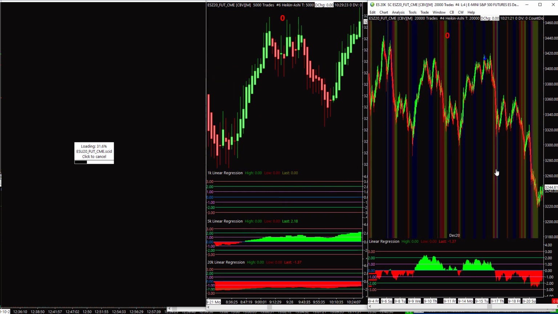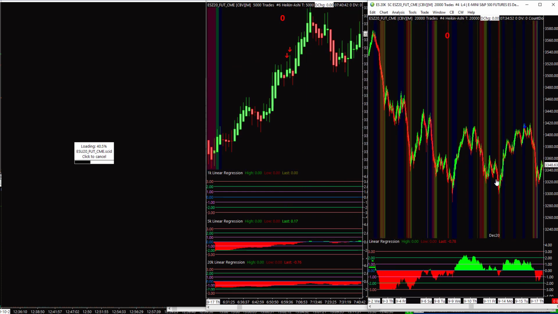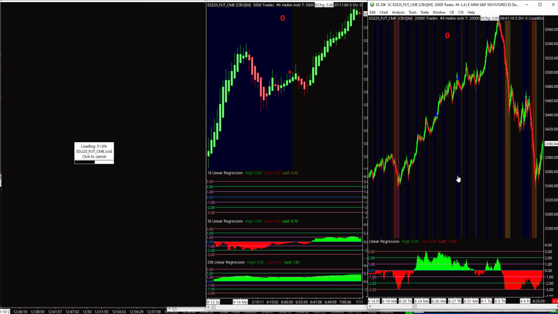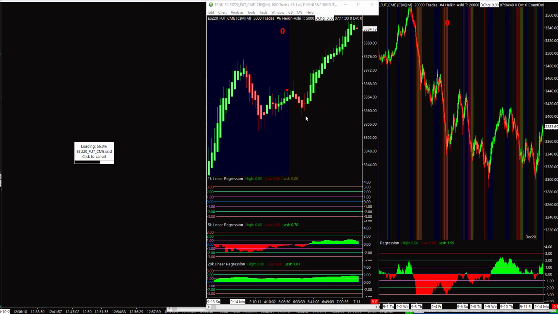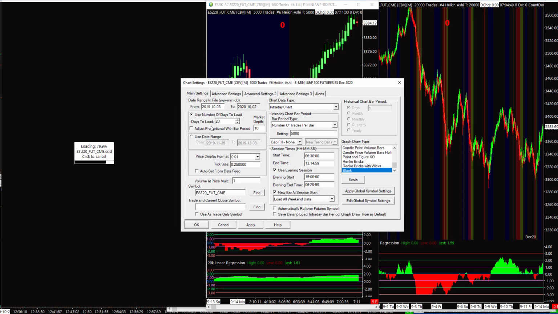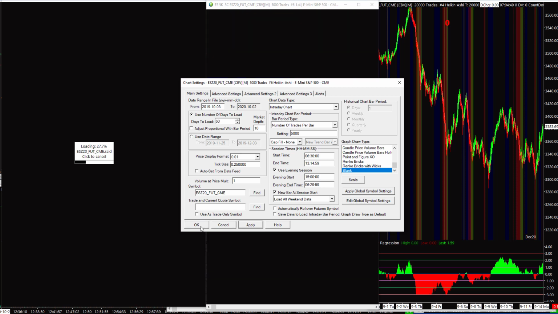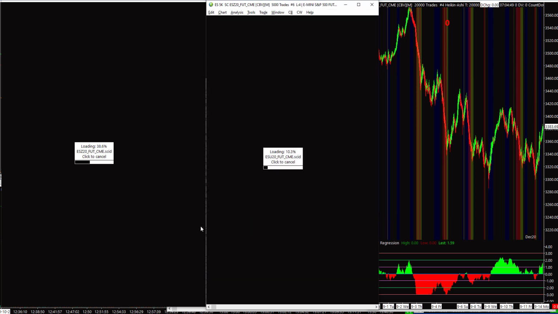But if we scroll back, let's see if we can find a good setup here. So we obviously sold a lot through here. Actually, my 5,000 trade chart also doesn't have enough data like the 20,000 trade chart. But the point that I'm trying to make is that you want to find these scenarios where all three are close to either -3, so the third standard deviation, or +3.